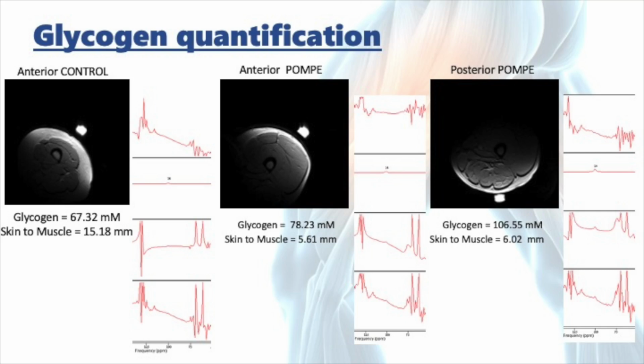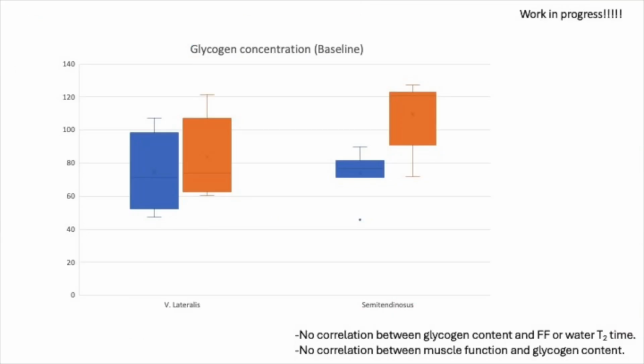So one of the things that we have realized is that there are differences in the amount of glycogen between muscles. It's not something standard. And it seems that there is more glycogen in the posterior muscle than in the anterior. And again, please bear in mind, these are just work in progress, but some of our results.